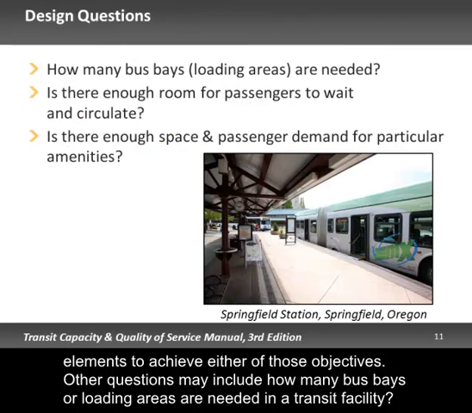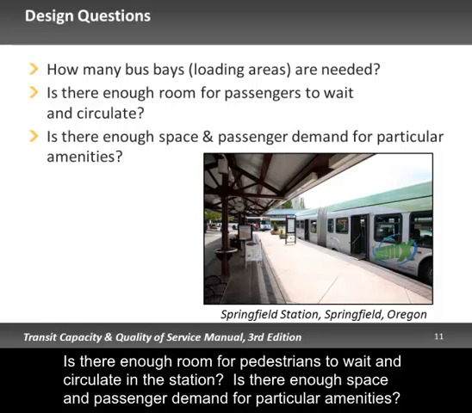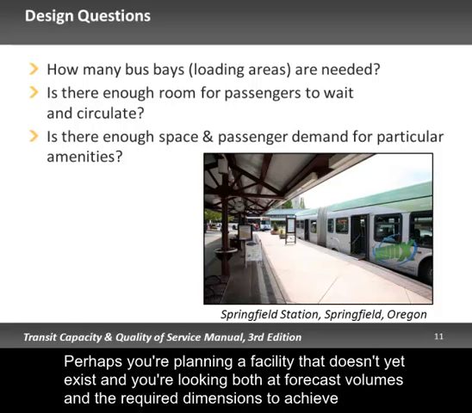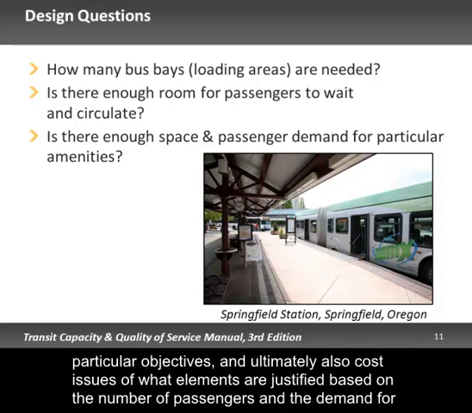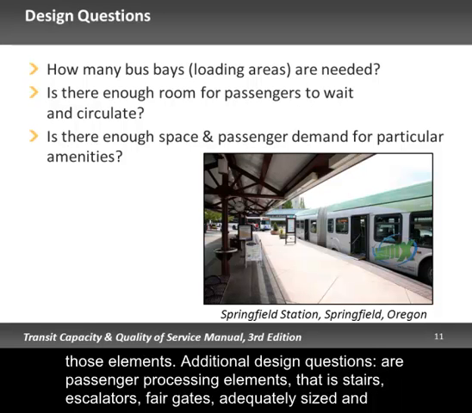Other questions may include how many bus bays or loading areas are needed in a transit facility. Is there enough room for pedestrians to wait and circulate in the station? Is there enough space and passenger demand for particular amenities? Perhaps you're planning a facility that doesn't yet exist, and you're looking at both forecast volumes and the required dimensions to achieve particular objectives, and ultimately also cost issues of what elements are justified based on the number of passengers and the demand for those elements.